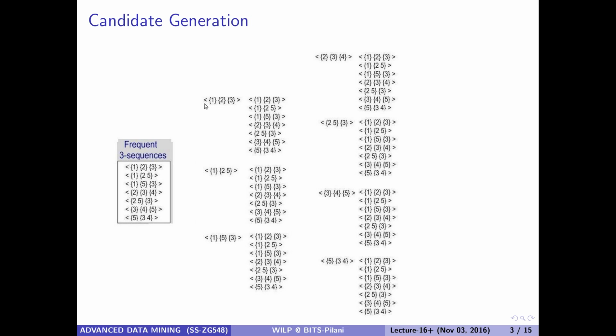So I am writing the first subsequence and then writing all of them as candidates. These are the only possibilities. 1, 2, 3 can be combined with either 1, 2, 3 itself, or with 1, 2, 5, and similarly in the same way. Then the second item, 1, 2, 5, would also be tested against all the items in the set for a possible join.